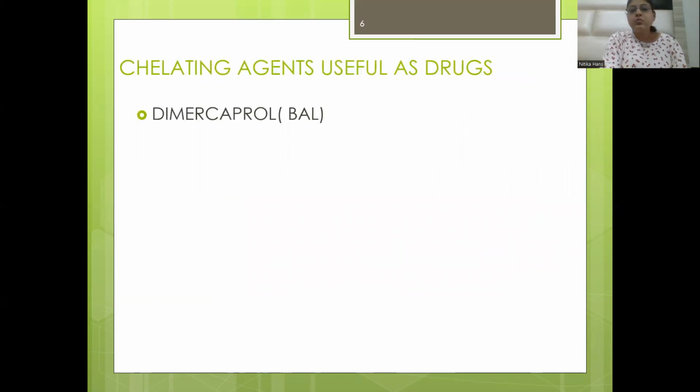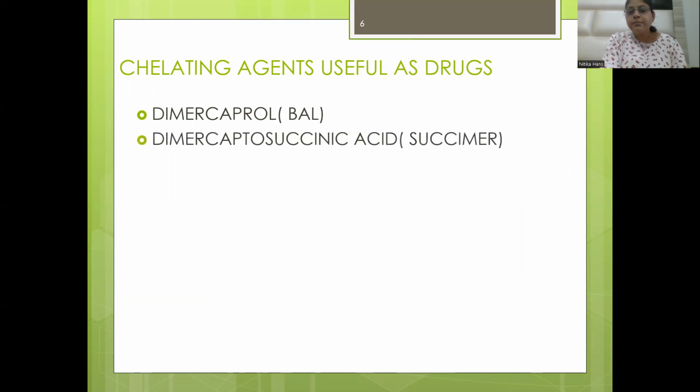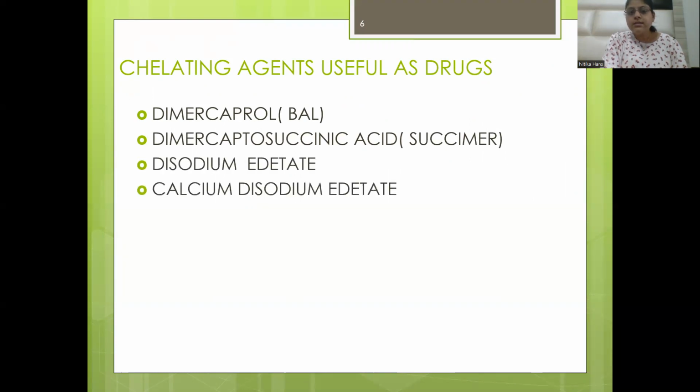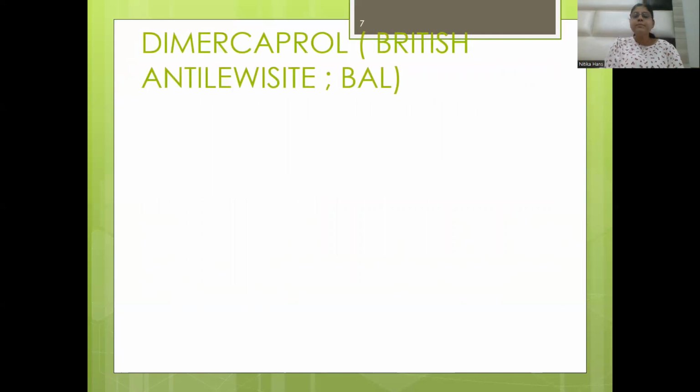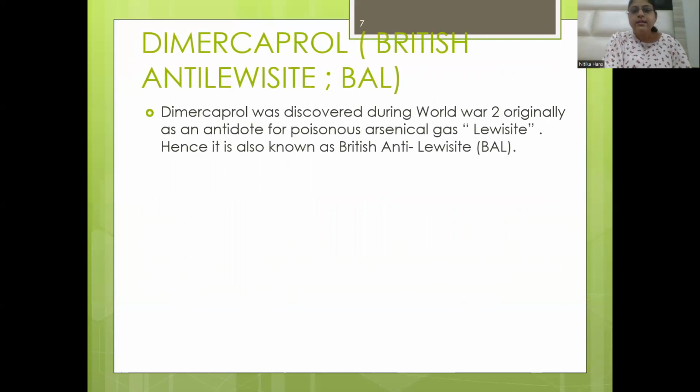Now, the chelating agents used are British anti-lewisite, dimercaprol, which is the main chelating agent used for most of the heavy metals like bismuth, lead, tin, arsenic; dimercaptosuccinic acid, succimer; disodium edetate, calcium disodium edetate; calcium disodium DTPA; penicillamine; desferrioxamine; and deferiprone.